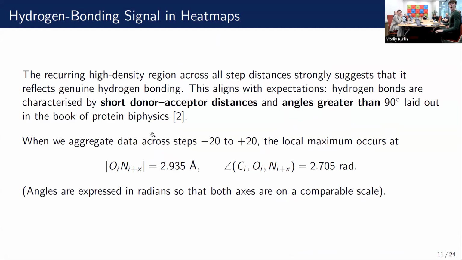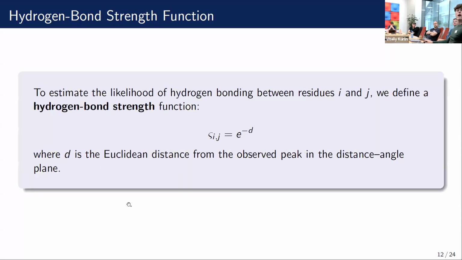Anyway, so if you aggregate the graphs from steps -20 to 20, the local maxima in that region occurs at 2.935 angstroms and 2.705 radians, which is about 155 degrees. I said the angles are expressed in radians, so they are of similar value, which will be important for the next bit.